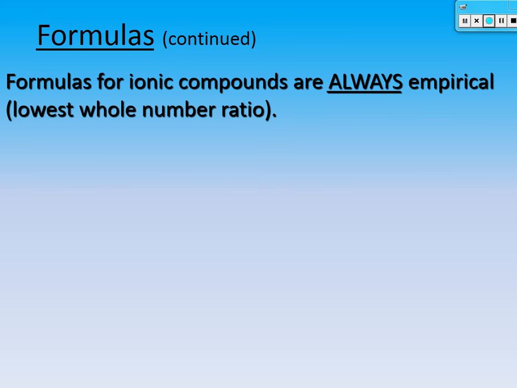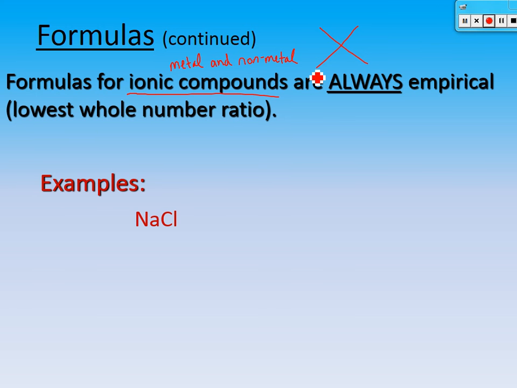Formulas for ionic compounds are always going to be empirical. Remember, ionic compounds have a metal and nonmetal. And we did that when we did the crisscross formula and we reduced them. So they're always going to be reduced anyway. Okay? An example, sodium chloride. Can you reduce a 1 and 1? No, it's the empirical formula.